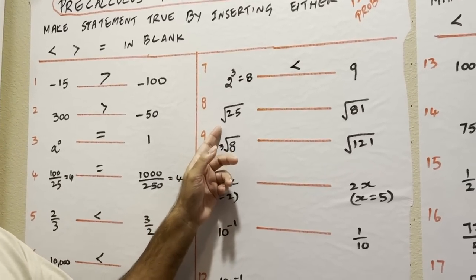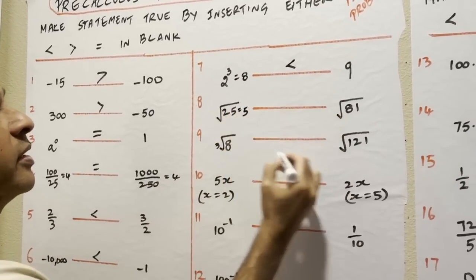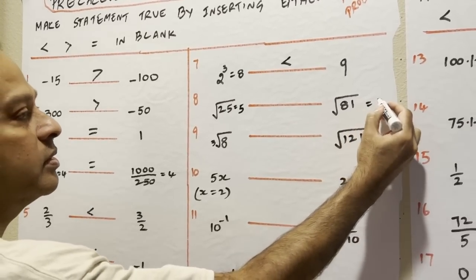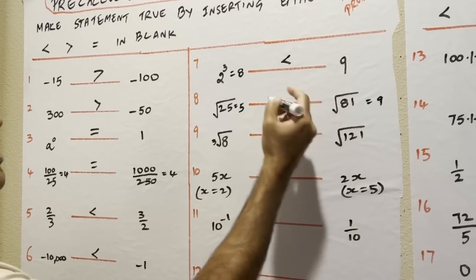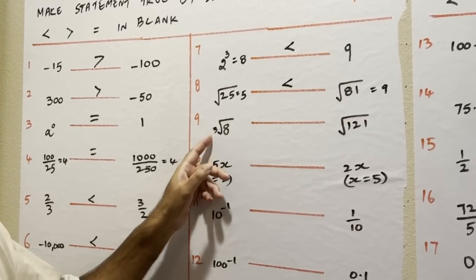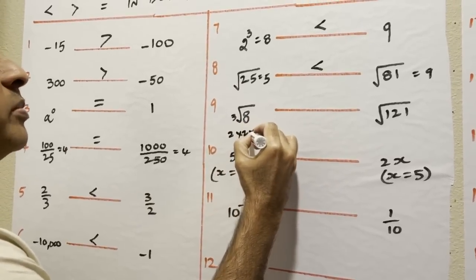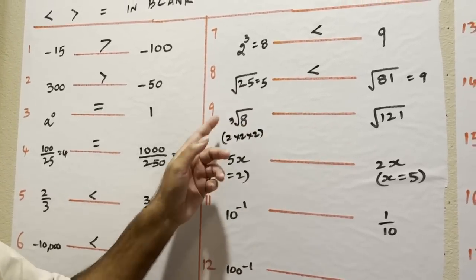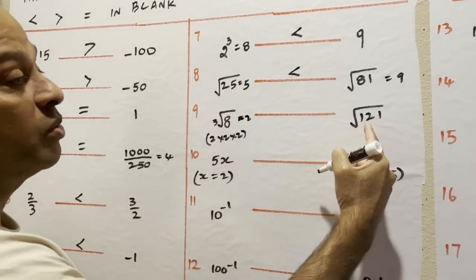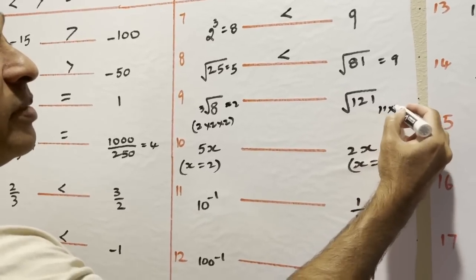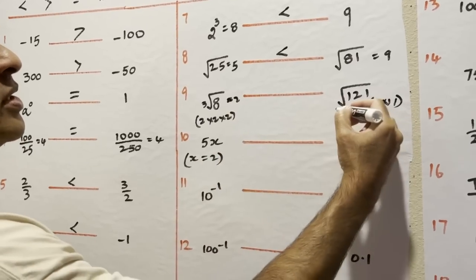Square root of 25, square root of 81. Square root of 25 equal to 5. Square root of 81 is 9. So 5 and 9. 9 is greater. Cube root of 8. So we know 2 times 2 times 2 is 8. So cube root of 8 equal to 2. Here 121, which is 11 times 11. So which is greater? Here it's 2, here it's 11.